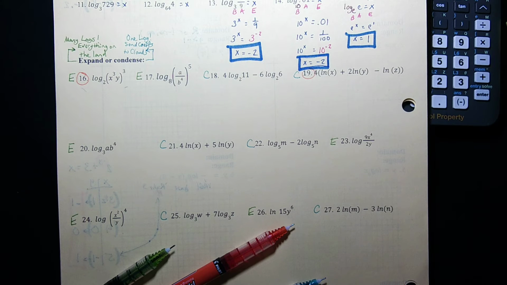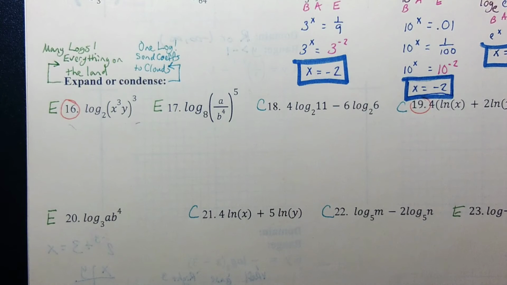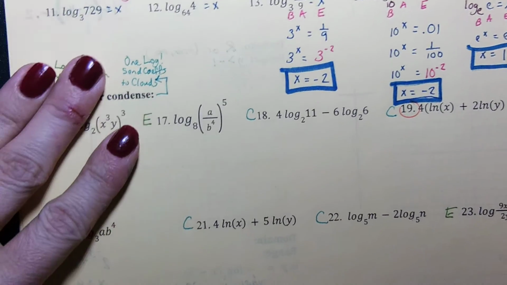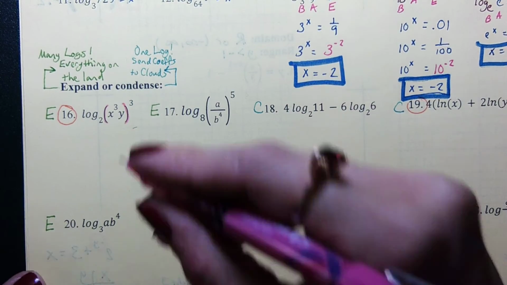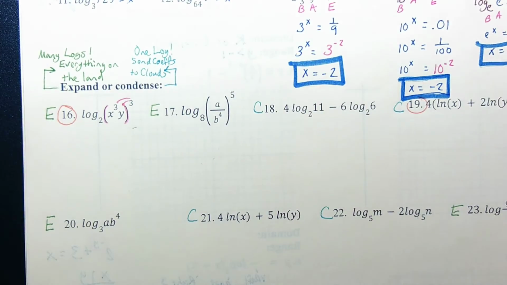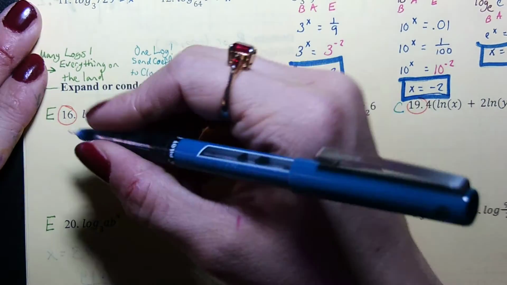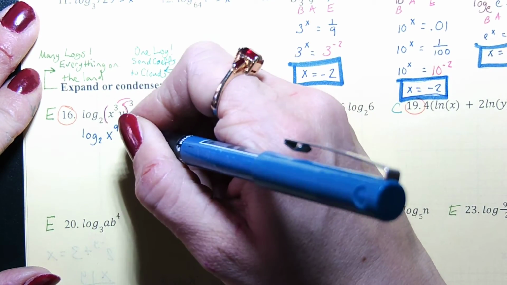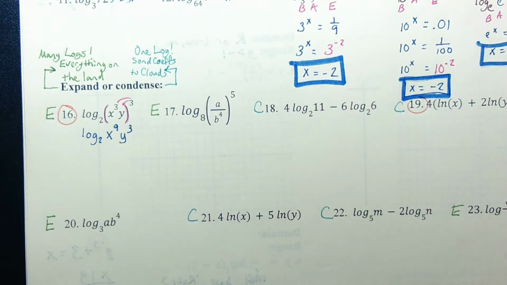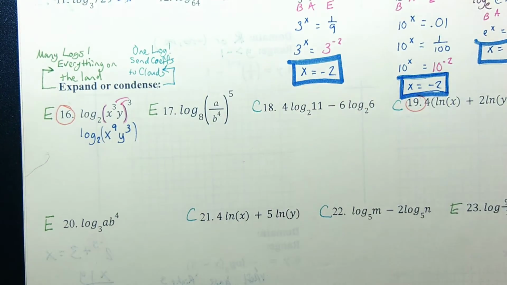Let's go ahead and start with number 16. On this one, we want to expand it into as many separate logs as possible. Folks, I would start this problem from a PEMDAS standpoint and handle that exponent floating outside the parentheses. We are powering up, so let's distribute into the exponents that we currently have. So log base 2 of x to the 9th, y to the 3rd. Now we have taken care of the exponent.